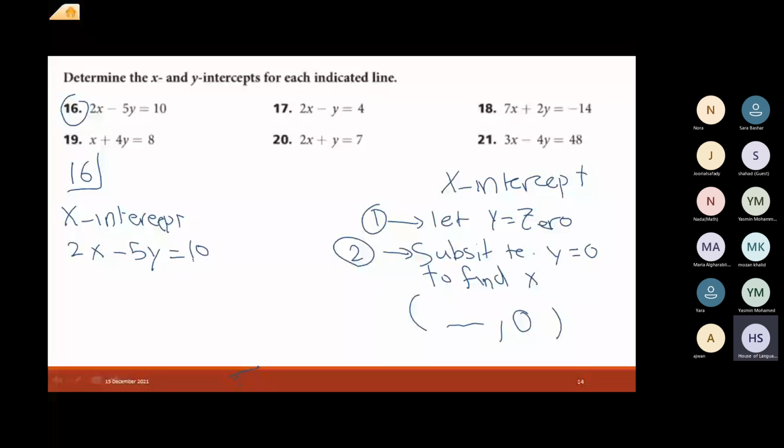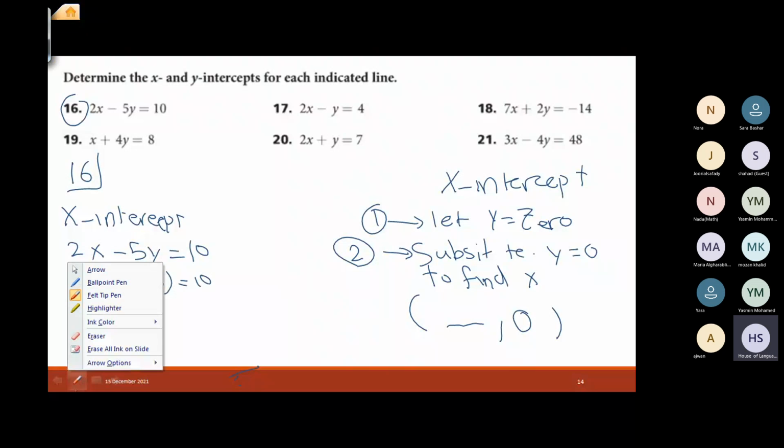This is my equation. I told you to find the x intercept, let y be 0. Where is y? This is y. Put here 5 times 0 minus 2x equals 10. So we will find the value of x and then we will add them.